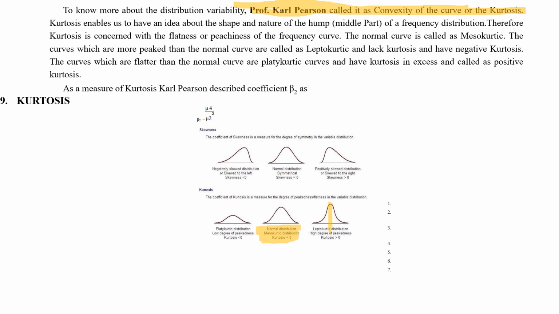Measures of kurtosis: Karl Pearson described the coefficient beta 2, which is mu 4 divided by mu 2 squared.